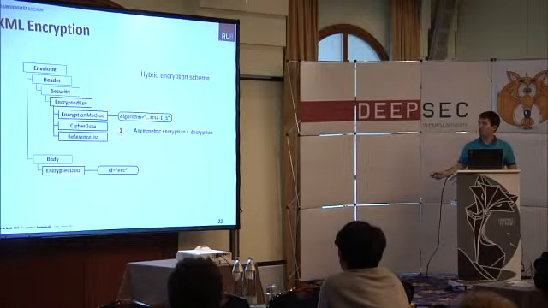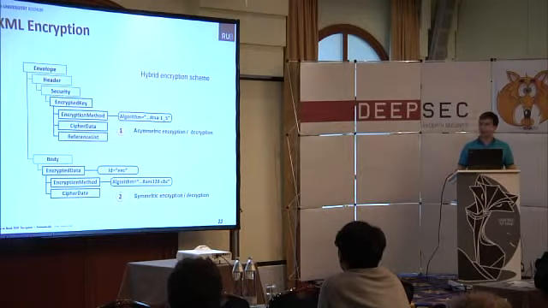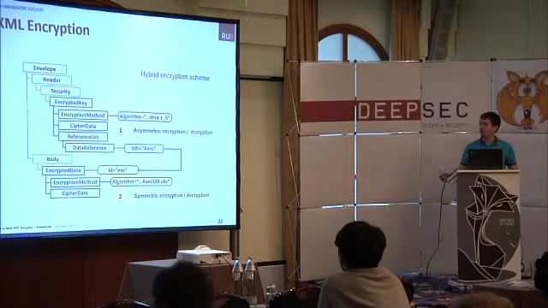So first we use RSA maybe to encrypt some symmetric key, and in the encrypted data, then we use some symmetric key algorithm to encrypt the data. For example, you are maybe familiar with AES. And then we bind these two elements using some data reference. This is how it is done in XML encryption.